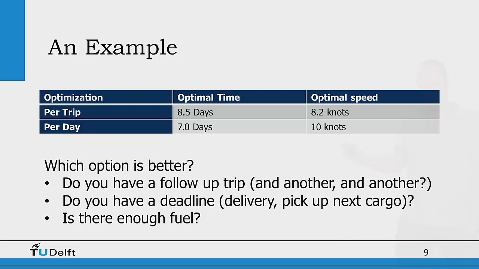It depends if you have a follow-up trip, and another, do you have a deadline, a delivery, a pickup of a next cargo, and of course, most importantly, if there is enough fuel. Because if you go faster, you will use more fuel to sail the same distance. The only thing that can be said of these calculations is that if you calculate the per day optimal speed, if you go faster than this, you will always make a loss. But the per trip speed will be a much safer choice in that sense.